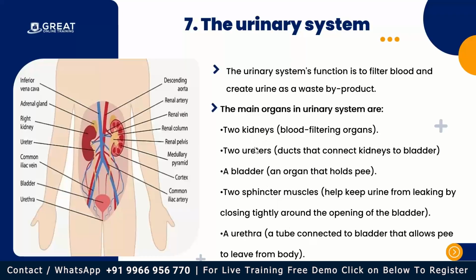The urinary system is made up of two kidneys, two ureters, one bladder, two sphincter muscles, and the urethra. The right kidney is slightly lower than the left kidney, as it has to accommodate the liver. This is also a common question.